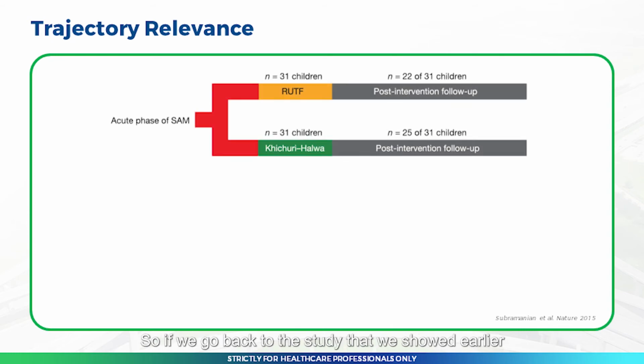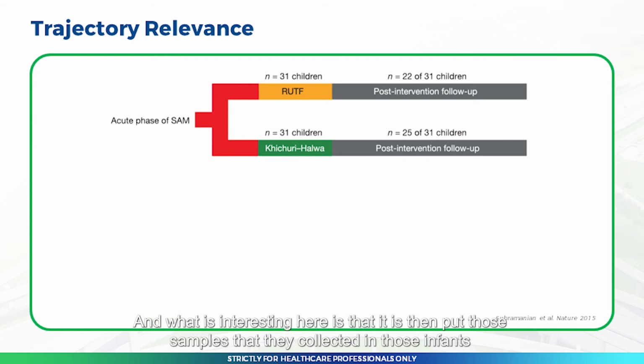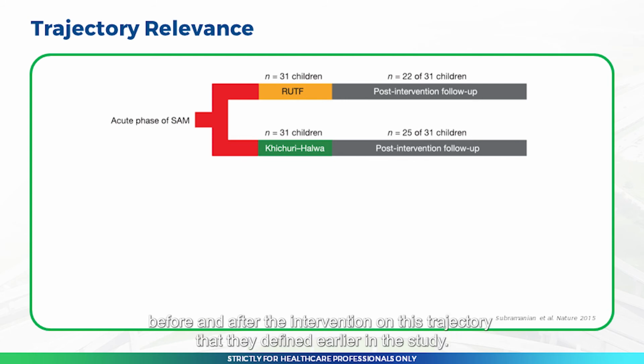But how is all that relevant to our trajectory, and is the trajectory actually a good way to observe the changing of diet on the microbiome? So if we go back to the studies that we showed earlier with this initial trajectory using bacteria to develop it, what they also did was an intervention study, a dietary intervention study. And this was done in infants that suffered from severe malnutrition. And they randomized them into 2 different arms. And what is interesting here is that they then put the samples that they collected in those infants before and after the intervention on these trajectories that they defined earlier in the study.